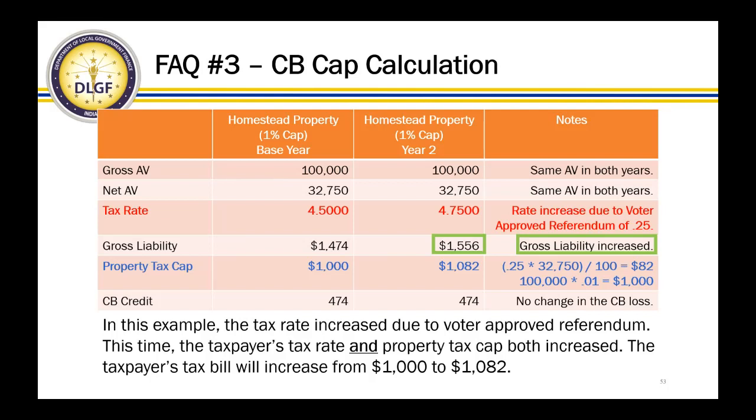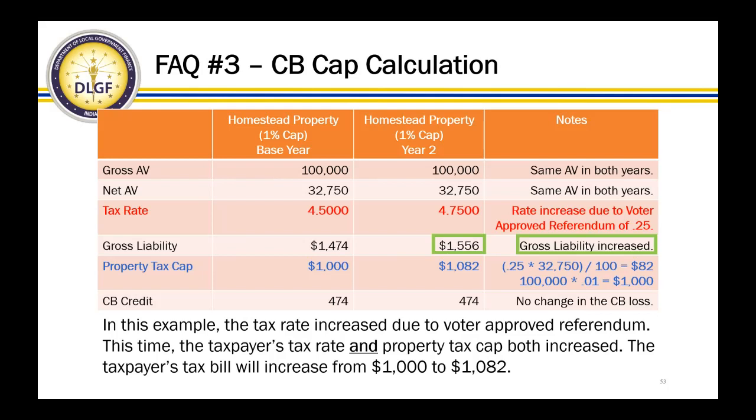So the rate still went from 4.5 to 4.75. The gross liability still went from 1474 to 1556. But in the blue line, we can see that the circuit breaker cap has switched from 1,000 to 1,082. So how did we calculate that new property tax cap?